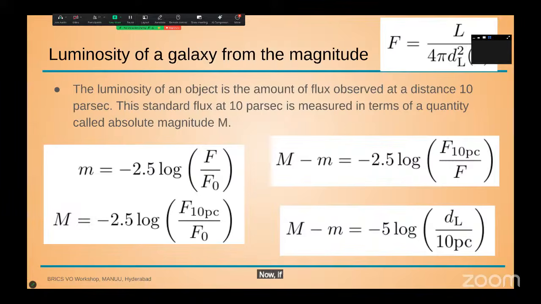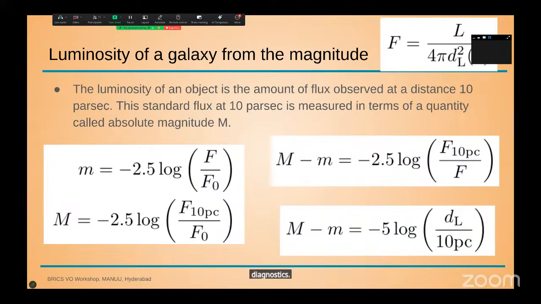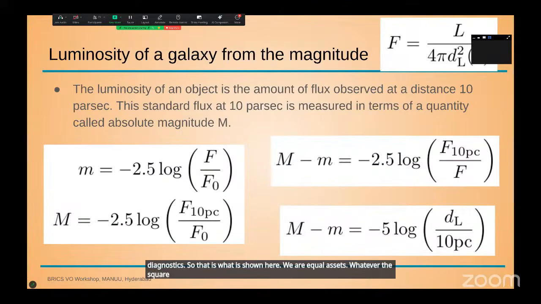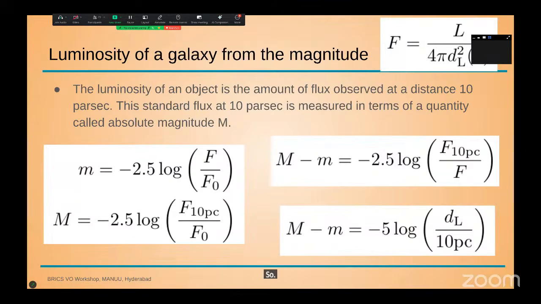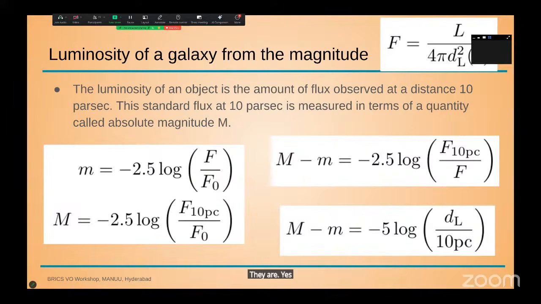Now, if you take f at 10 parsecs divided by f, and f is related to L by 4 pi dL squared, then the ratio of f at 10 parsecs to f will be related to dL over 10 parsecs. That is what is shown here. But there was a square here, so that 2 comes out and this minus 2.5 becomes minus 5. So apparent magnitude and absolute magnitude are related to the luminosity, and they are related by this equation.